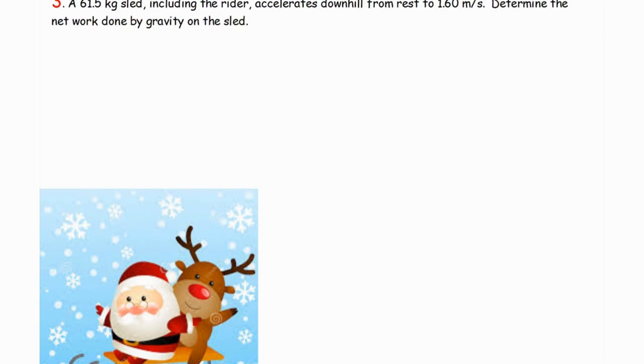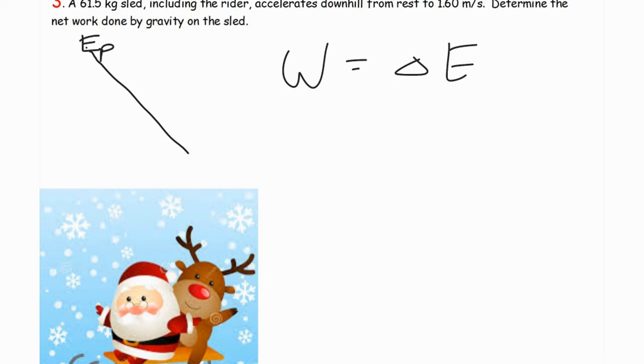Okay, here we have a sled accelerating downhill from rest to 1.6, and we want to find the net work done by gravity on the sled. You can use kinematics, but let's use energy. Work is a change in energy. At the top, the sled had some potential energy. At the end, the sled had kinetic energy. There is a change in energy, and that's equal to the work.